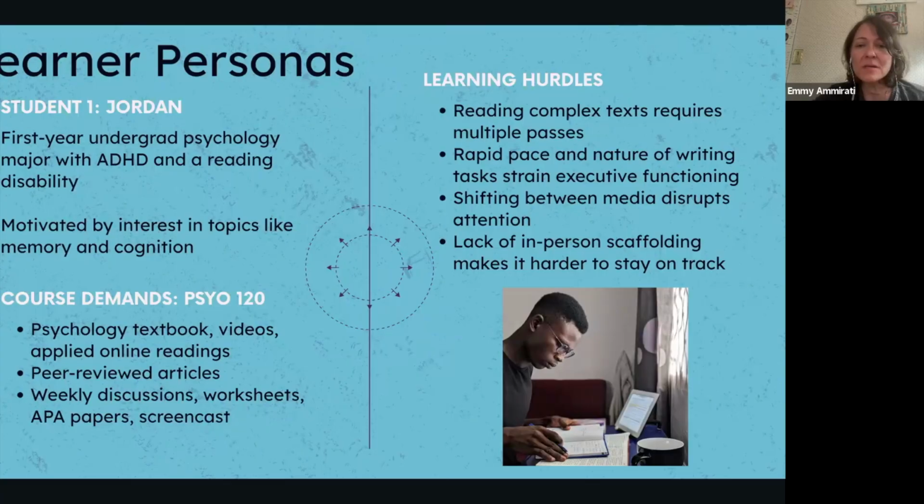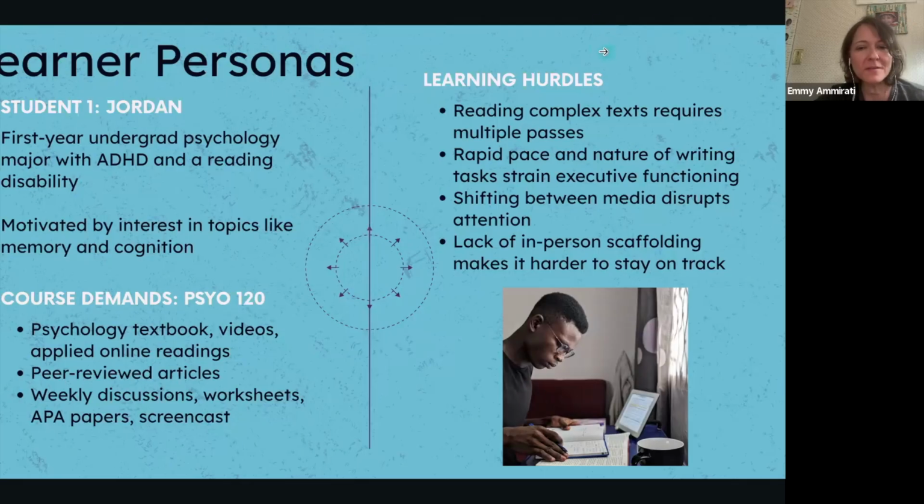So in this context for Jordan, the biggest hurdles are reading load, especially long or complex academic texts that require multiple passes to understand. In terms of writing, the course's frequent short papers demand strong organization, attention to APA format, and careful editing. And all of these are overwhelming given Jordan's challenges with executive function and attention. Let's consider attention regulation. Although we may think that accessing information through different sources like videos is helpful, shifting between the media can actually make it harder for students with ADHD to stay focused.